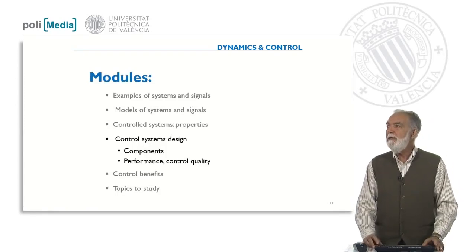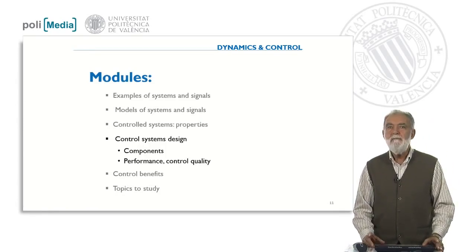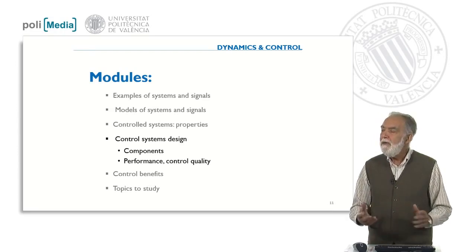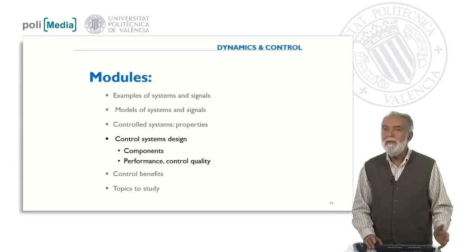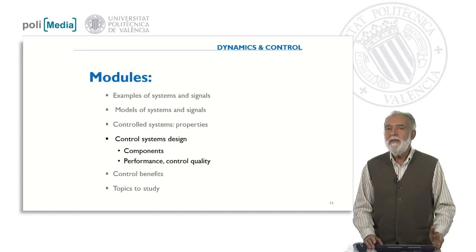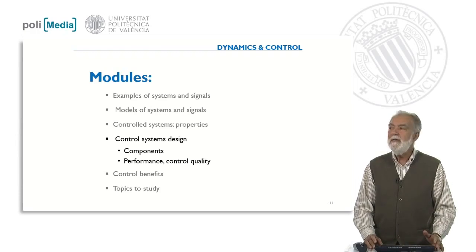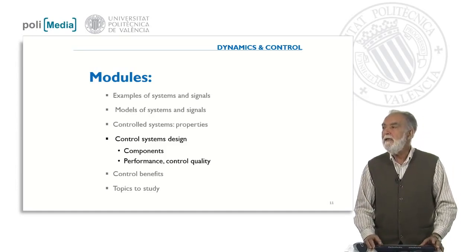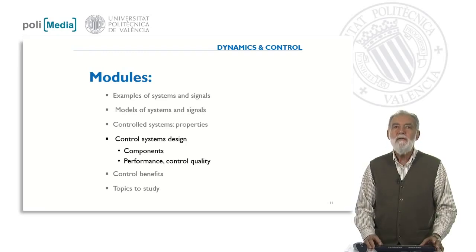So in this module about control system design, we will see the components that we have been discussing before: the sensors, the actuators, the controller itself. We will try to give some idea about the performance of the control, something which we can say in a qualitative way: it's good, it's very good, it's bad, it's not very good. But we will put some measurements, some figures, to indicate the performance and the quality of the control. As I said at the beginning, the main aim of control is to keep the system running in some given conditions, and in this way we obtain some benefits.